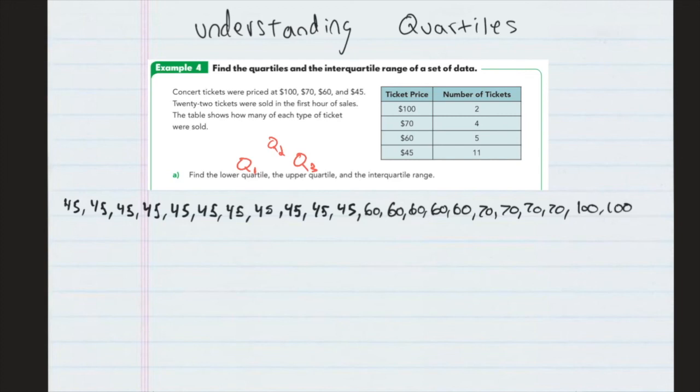Now, if we take a look at the table, that shows us kind of a condensed version of the data. But in order to find the quartiles, we have to uncondense that table. So we list them out. So you have 11 $45 tickets. So I listed out 45 11 times. Then you have five $60 tickets. So I did 5 60s, 4 70s, and 2 100s. And that's all my data.